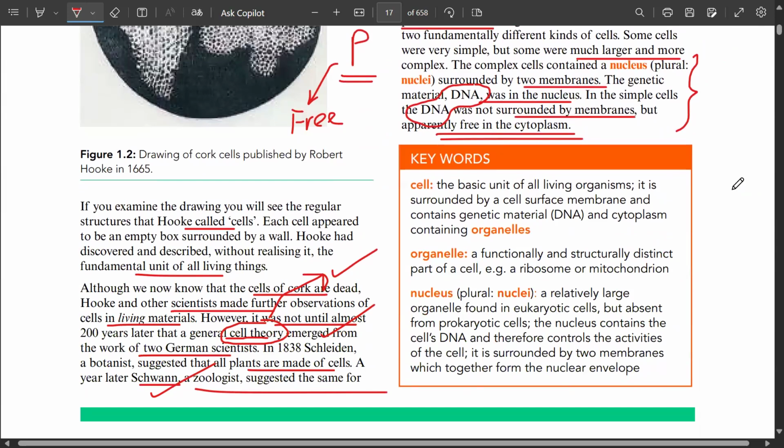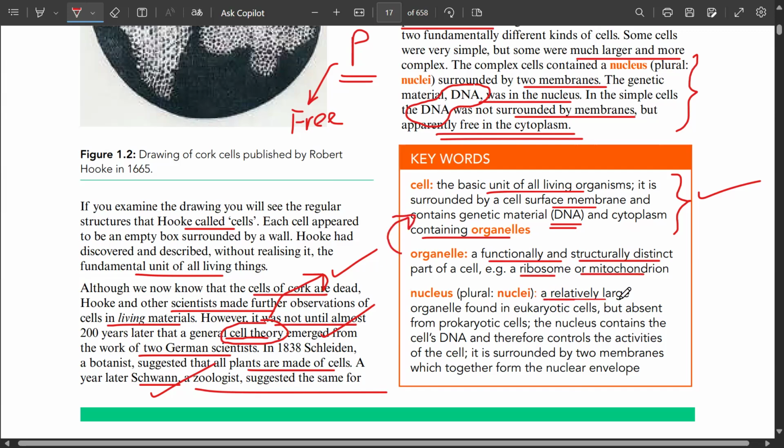Okay. So important definition, only cell is the important definition from these keywords. Cell is the basic unit of all living organisms and it is surrounded by a cell surface membrane and contains the genetic material DNA and cytoplasm that contains organelles. Organelle is a functionally and structurally distinct part of the cell. For example, ribosomes, mitochondria, nucleus, chloroplast, vacuole, cell wall, cell membrane. All of these are organelles that together make up the whole cell.